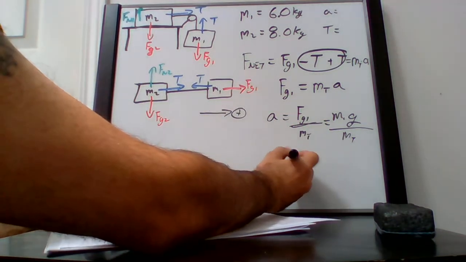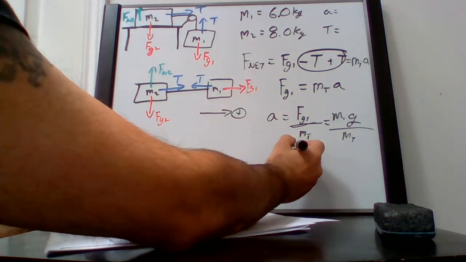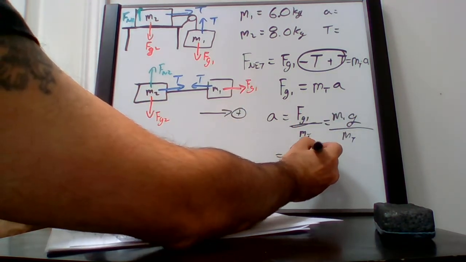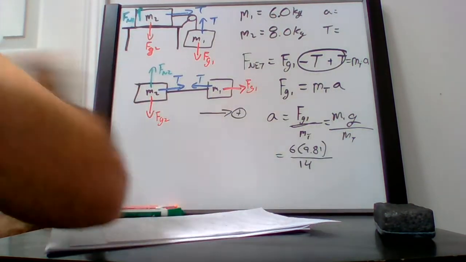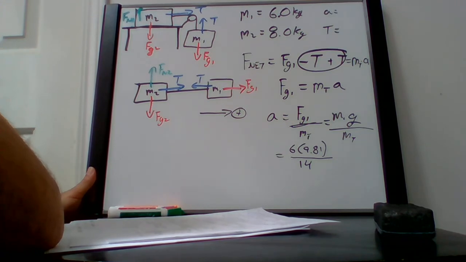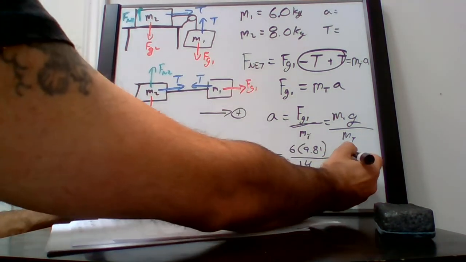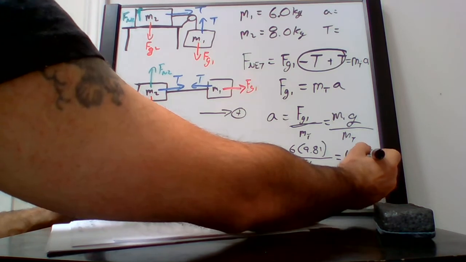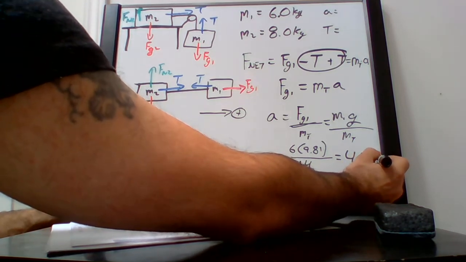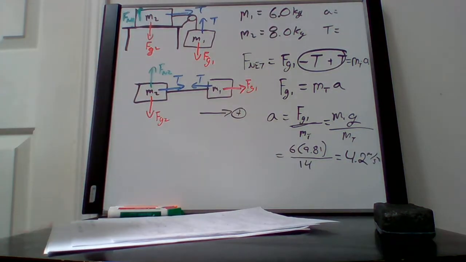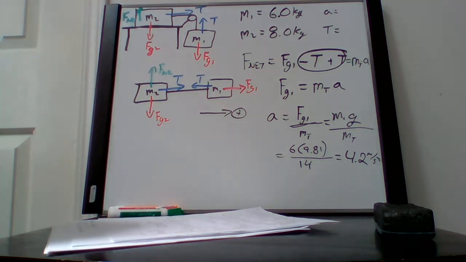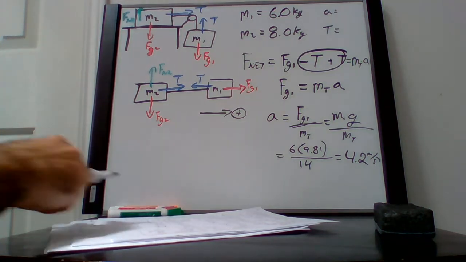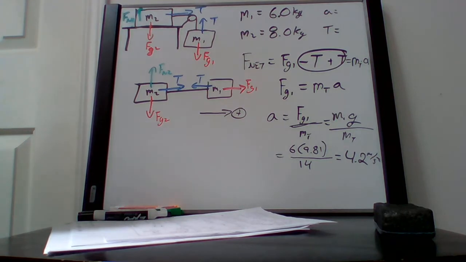So all I gotta do is plug in my numbers here. I have 6 kilograms times my gravity divided by my total mass of 14, and I get an acceleration on the system of 4.2 meters per second squared. Okay, so that is our overall acceleration on the system. That was the first part that we needed to solve.